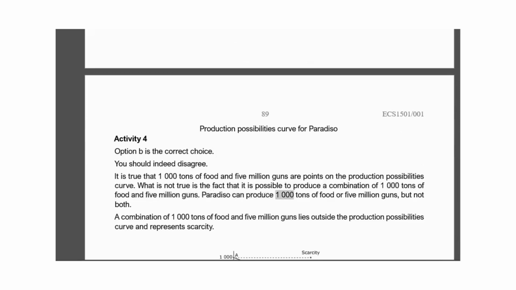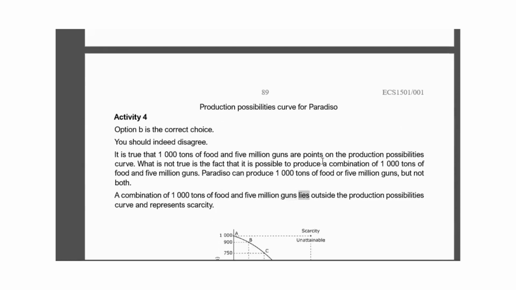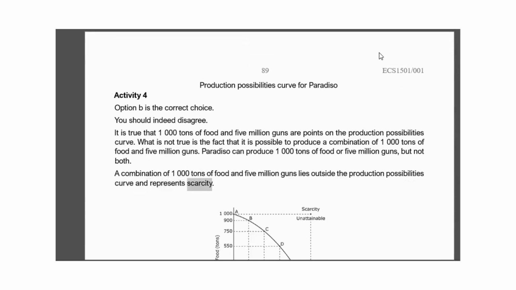Paradiso can produce 1,000 tons of food or 5 million guns, but not both. A combination of 1,000 tons of food and 5 million guns lies outside the production possibilities curve and represents scarcity.